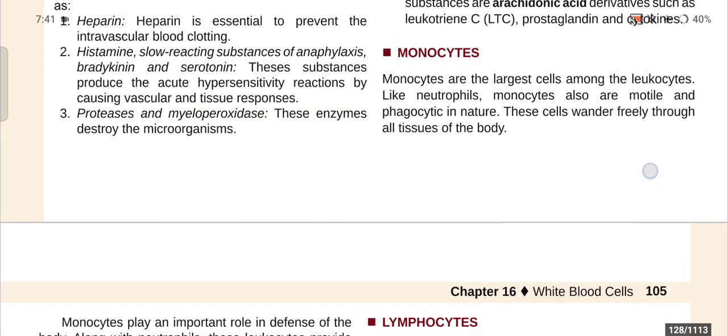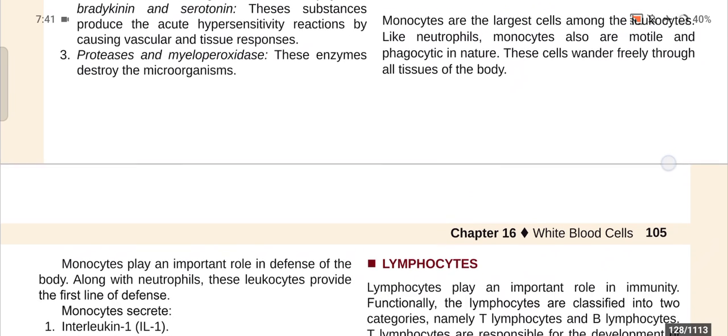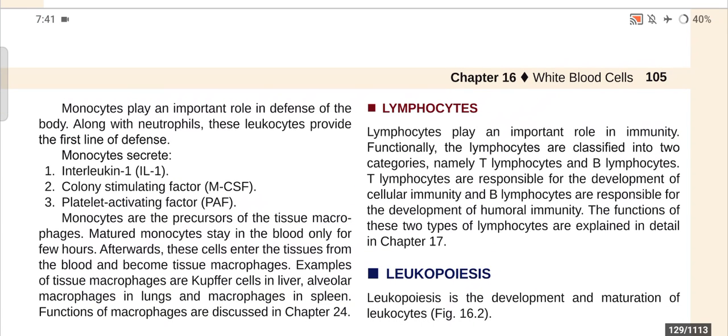Now, monocytes. Monocytes are the largest cells among the leukocytes. Like neutrophils, monocytes are also motile and phagocytic in nature, and these cells wander freely through all tissues of the body. And monocytes play an important role in the defense mechanism of the body, and along with the neutrophils, these leukocytes provide the first line of defense. Monocytes secrete interleukin 1, colony stimulating factor M-CSF, then the platelet activating factor or PAF.